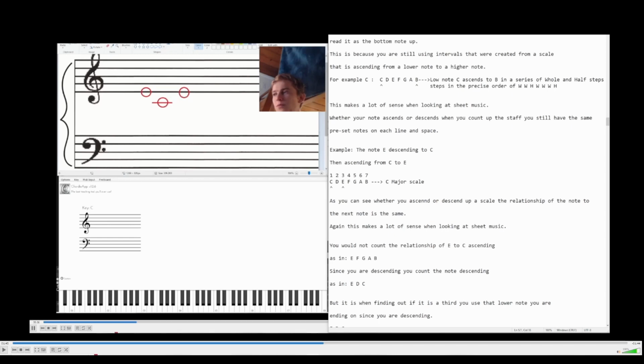So if you think about it, whether we are descending or ascending, we still have the same interval. We still have a third. And as you can see here, I wrote that down on the notes so you can see it. We have an E here, and it's going down, descending to our C. Okay? So it'd be the same thing if we got our C and we ascended to our E, we have a third.